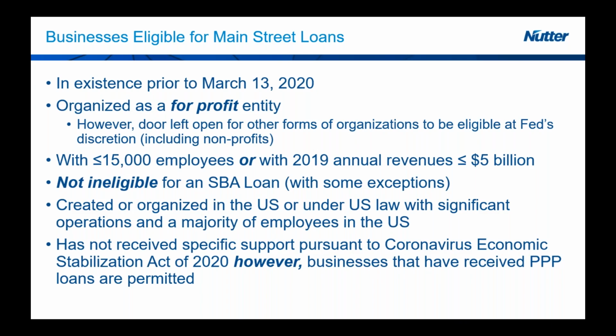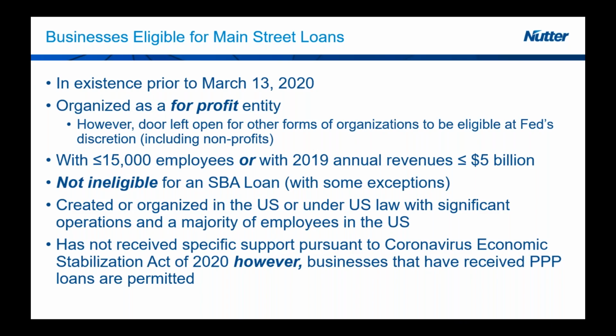The borrower must have less than 15,000 employees or have 2009 annual revenues less than or equal to $5 billion. Again, this is a change from the initial term sheets that were released by the Fed earlier in April, in which the eligibility requirements were set at 10,000 employees and $2.5 billion in revenue. The borrower must not be ineligible for an SBA loan, although there are some exceptions. The most notable exceptions are gambling businesses and hemp businesses.